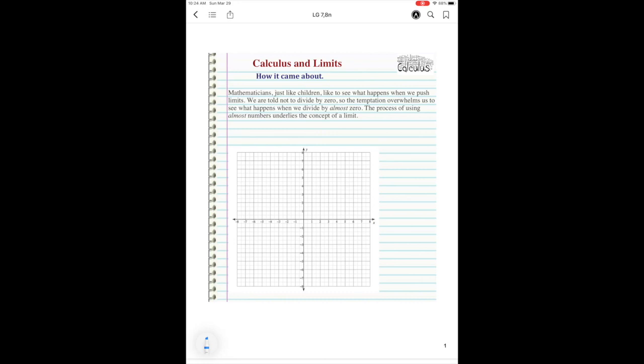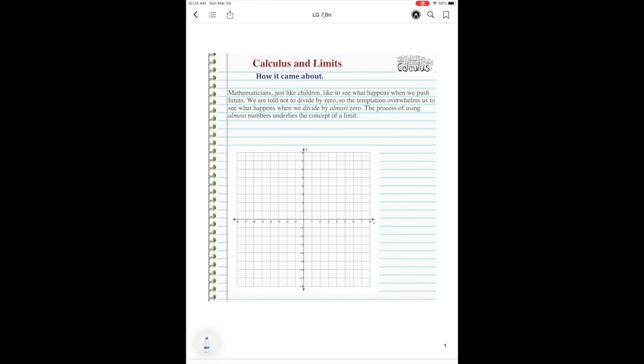So, what are limits? Well, mathematicians, just like children, like to see what happens when we push limits. We are told not to divide by zero, so the temptation overwhelms us to see what happens when we divide by almost zero. The process of using almost a number underlines the concept of a limit.